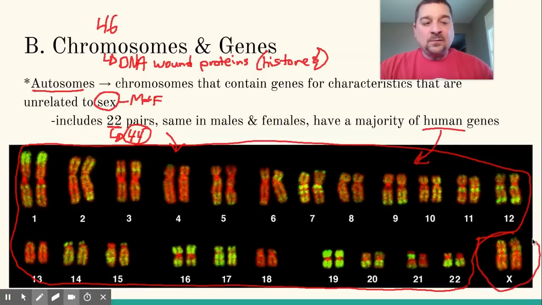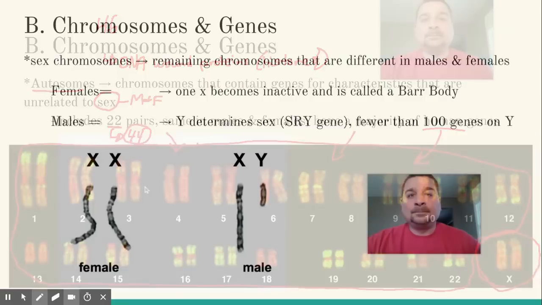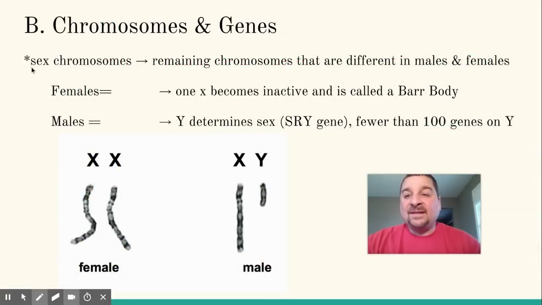That last pair we'll look at in a second. It's called the sex chromosomes, and that determines sex, and there are some other genes on those as well. But most of our genes are on these first 22, which we say are autosomes, or an autosomal trait, meaning the genes for that trait are found on one of these first 22 chromosomes. The sex chromosomes are that last pair, and that's what's different in male and female. Females have 2 X chromosomes, like you see down here, and they're a little bit bigger than the Y chromosome.